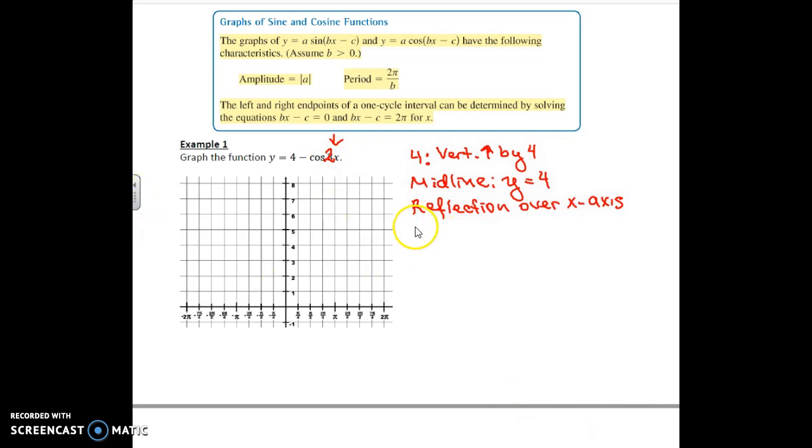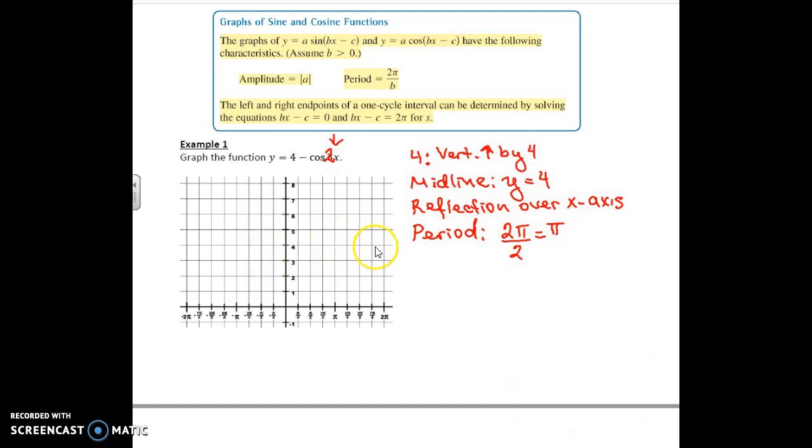Here, to find our new period, we can use the formula for period, 2 pi divided by b, where b is the number directly in front of x. So the period is 2 pi over 2, or just pi. What that tells us is that our function will be repeating every pi on our axis.